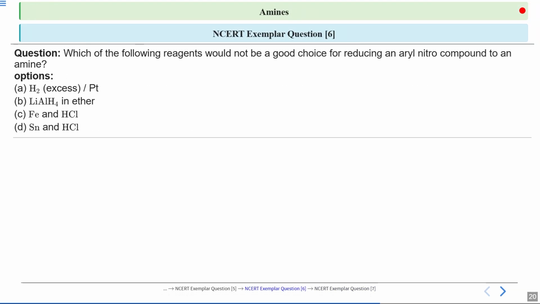Now let us move to the next question, which is NCERT Exemplar question 6. Which of the following reagents would not be a good choice for reducing an aryl nitro compound to an amine? So these reagents are given to you and you have to tell which is not a good choice. You have H2 in excess in presence of platinum, LiAlH4 in ether, Fe and HCl, and tin and HCl. You have to tell the correct option.